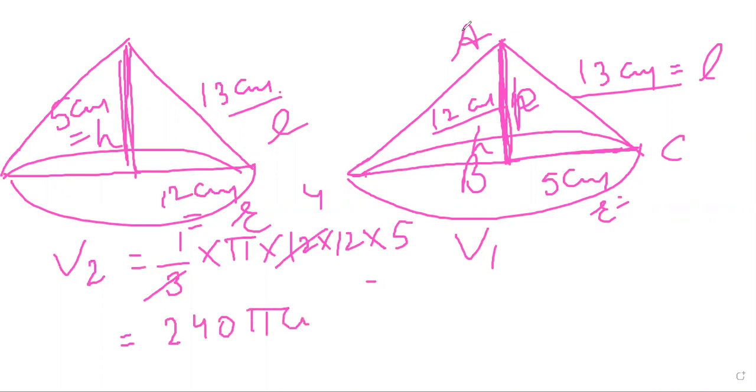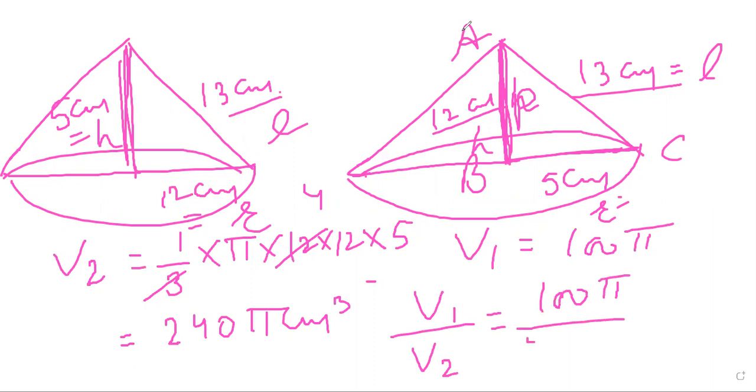240 pi centimeter cube. And earlier, when we revolved it about 12 centimeter, the volume was 100 pi. Now we are to find the ratio of the volume of the solid obtained in question 7 and 8. So we have to find the ratio of volumes. Volume 1 divided by volume 2, that is 100 pi divided by 240 pi, is equal to 5 upon 12, that is 5 ratio 12. So the ratio is 5 ratio 12.